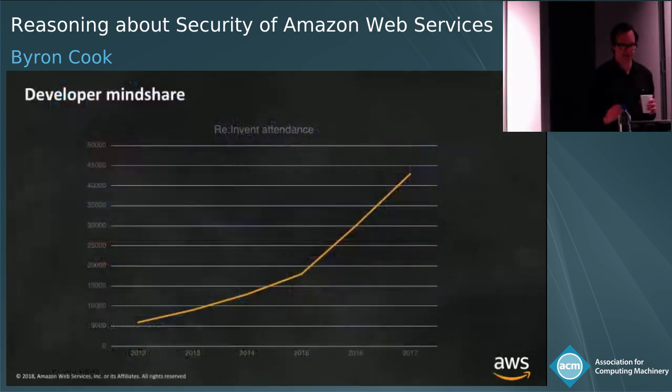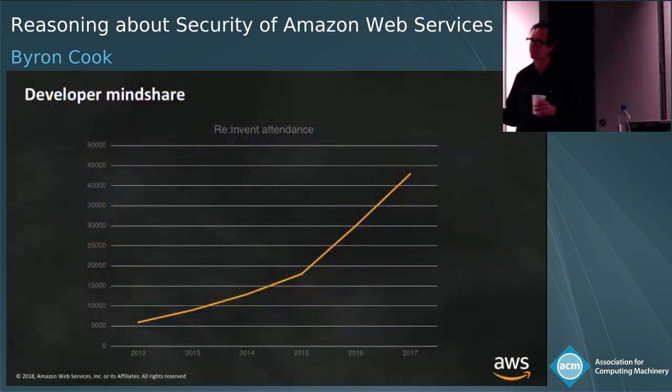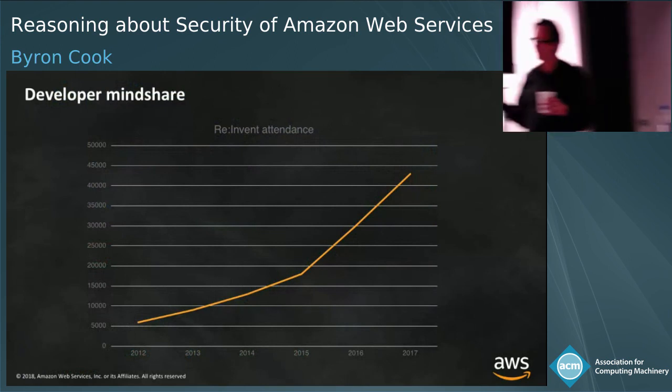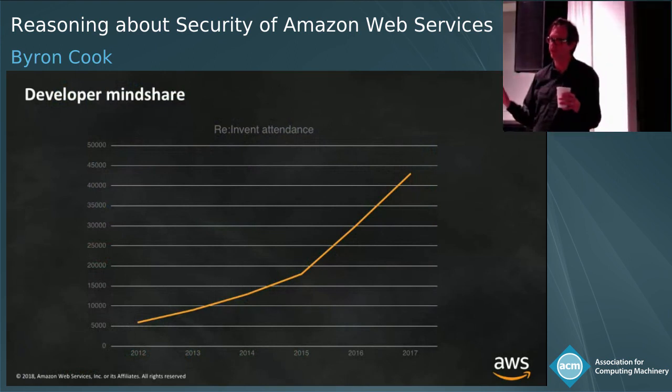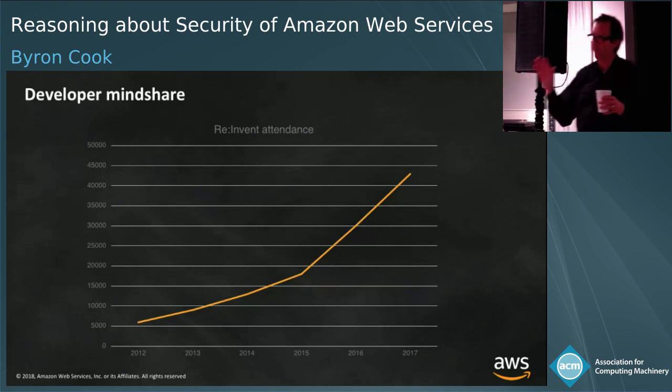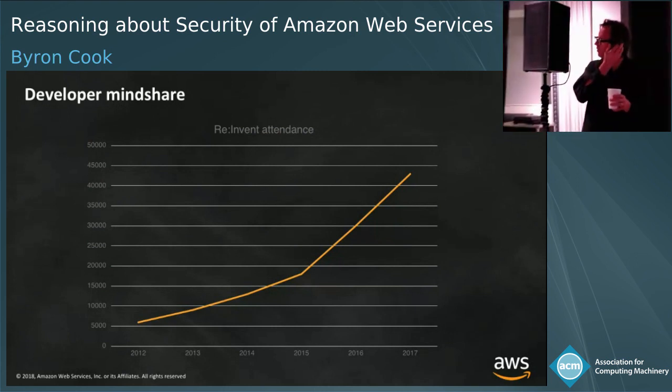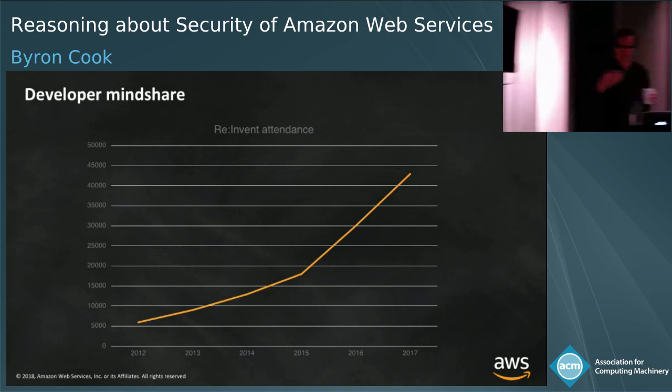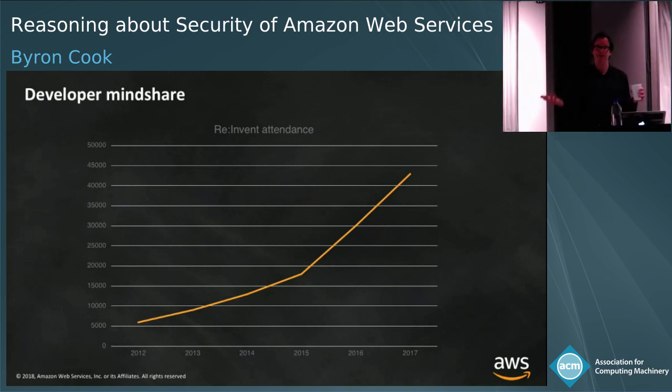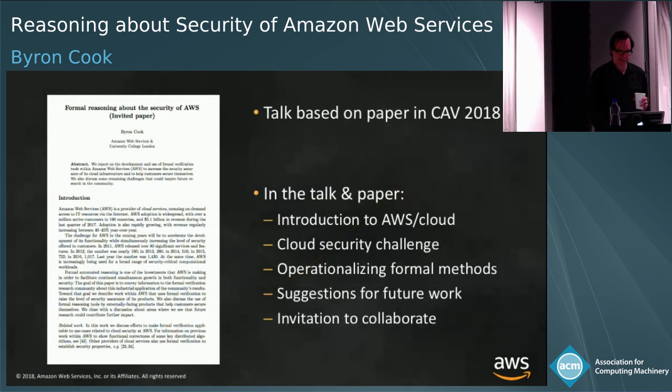And this is the growth of the developers showing up to this conference, reInvent. It's in Vegas because it's the only city big enough that has enough hotel rooms. And so last year there were 45,000 developers. So when I give a talk at reInvent, it's really insane. The size of the audiences are really, really staggering. Great. So I hope I've convinced you that the cloud's sort of an interesting problem.